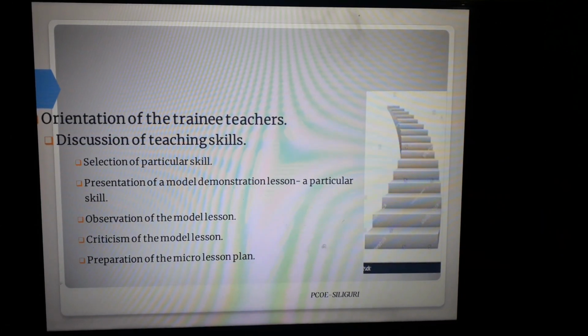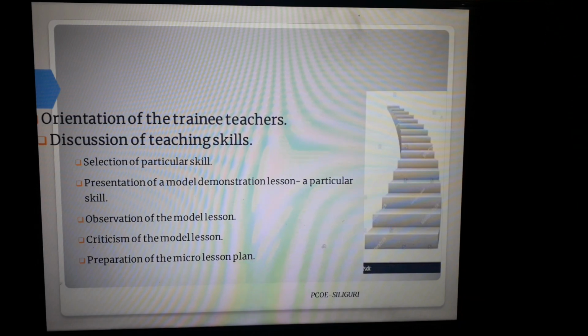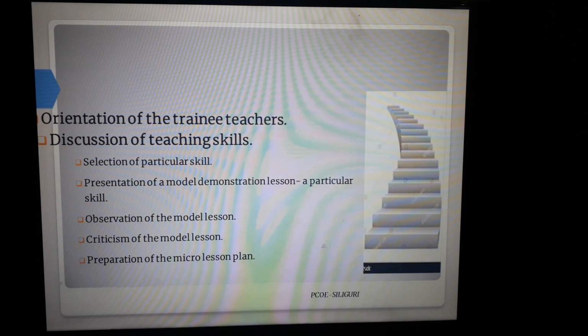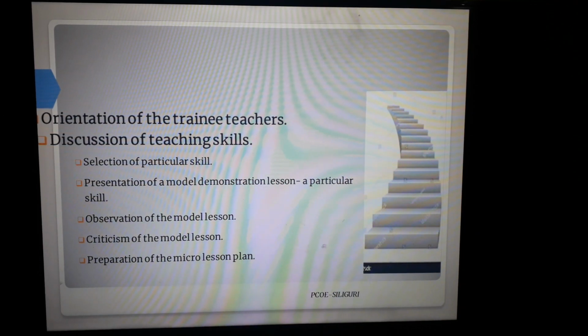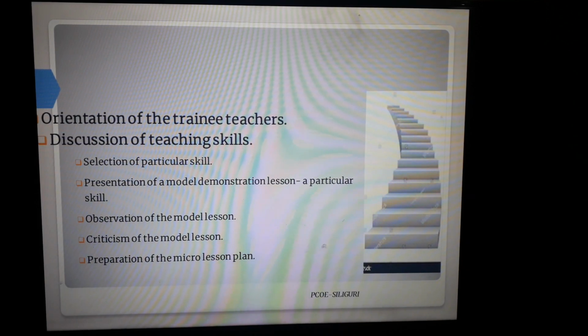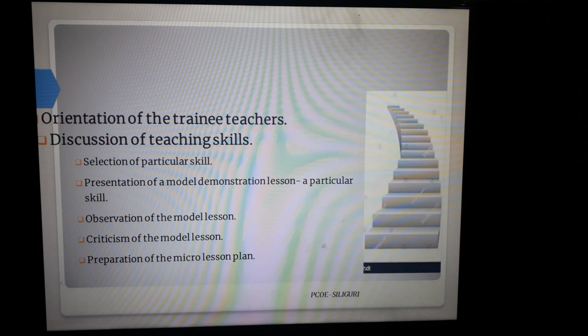Second step is discussion of teaching skills. Under this step, the knowledge and understanding of the following is to be developed: analysis of teaching into component teaching skills, discussion of the rationale and role of these teaching skills in teaching, and discussion regarding the component teaching behaviors comprising various teaching skills.